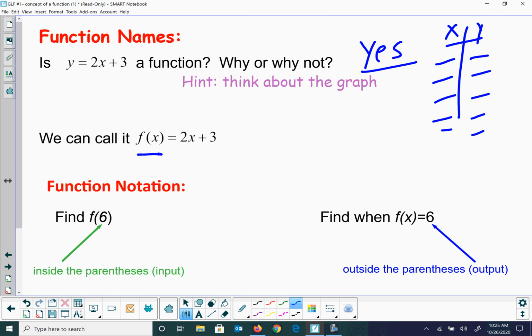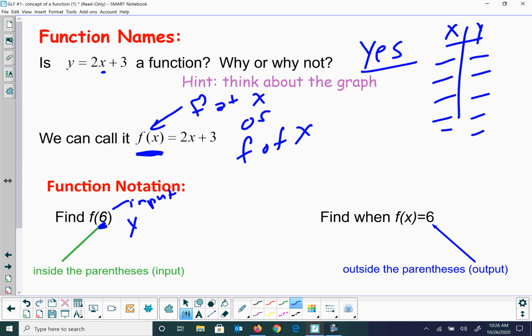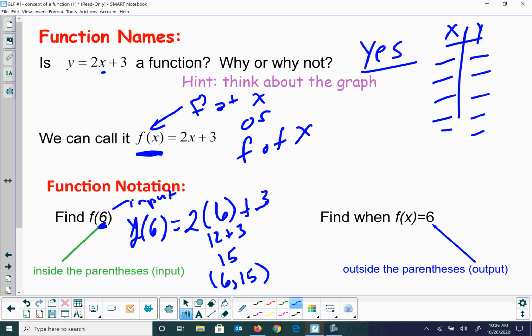Okay, then we make it look like this. We change y to f at x. This stands for f at x, or you could say f of x. They both mean the exact same thing. So when we have function notation, this is an input. If we wanted to find what f at 6 is, I'm going to plug it in right there. So f at 6 is equal to 2 times, there was an x right there, but I'm going to plug a 6 in instead. That gives me 12 plus 3, which gives me 15. So this would have yielded the point 6 comma 15.